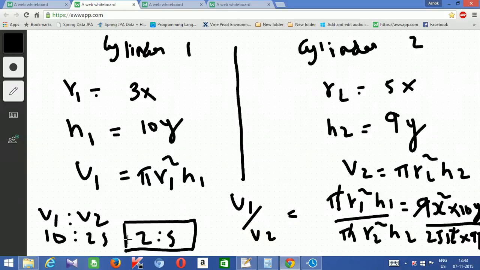The ratios of radius and height are given for two cylinders. You need to find the ratio of the volumes of the two cylinders. No need to find the absolute values, just the ratios. So divide v1 by v2: r1 square h1 by r2 square h2, you will have 9x square 10y divided by 25x square 9y. If you cancel things out, 9 x square y, the remaining is 10 over 25. So it is a 2:5 ratio.